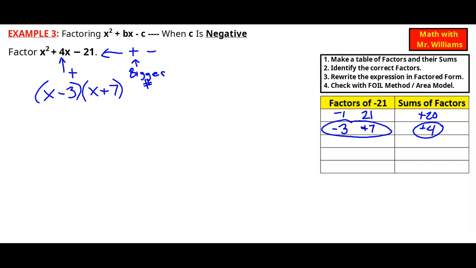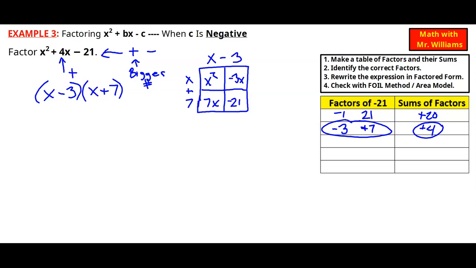Let's go ahead and check it with our area model. Okay, so we have x minus 3 and x plus 7. In the first box we have x times x, which is x squared. Then we have x times a negative 3, which is a negative 3x. Then we have x times 7, which is 7x. We have 7 times a negative 3, which is the negative 21 we were looking for in the beginning.